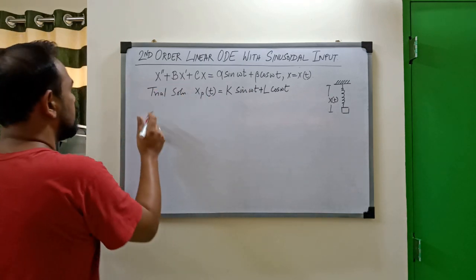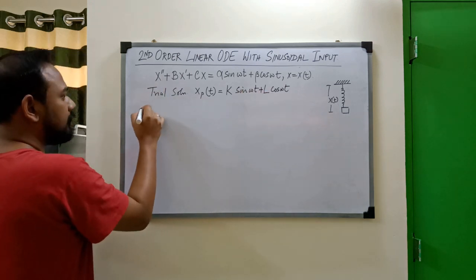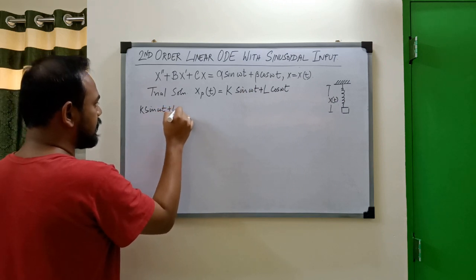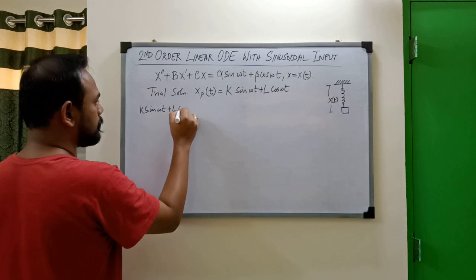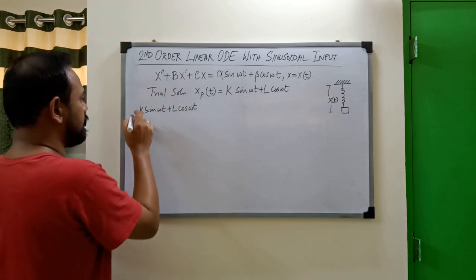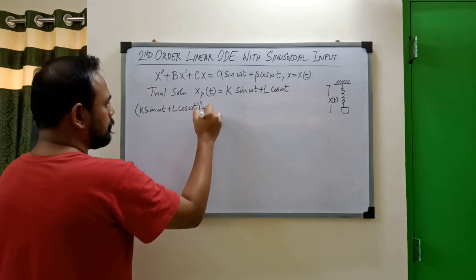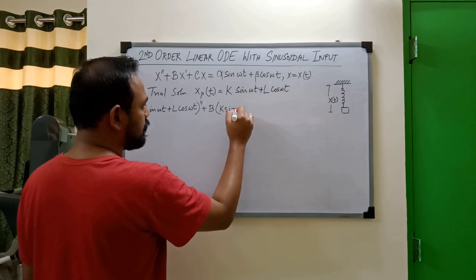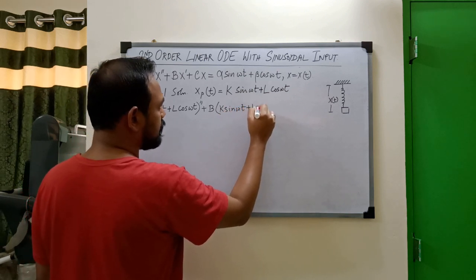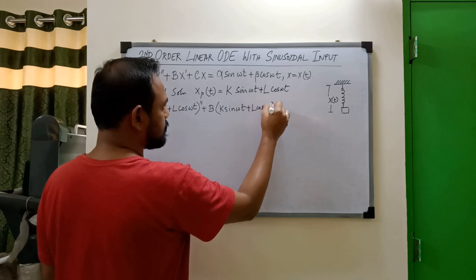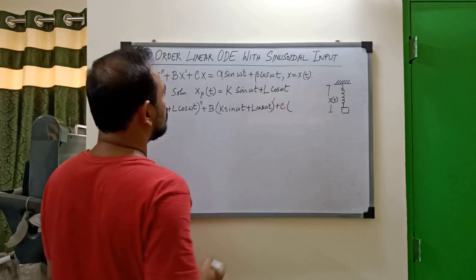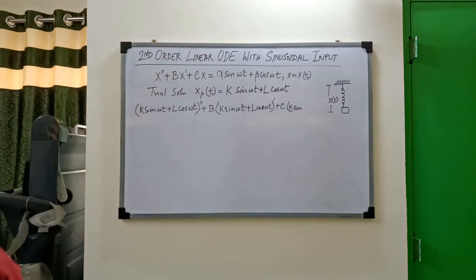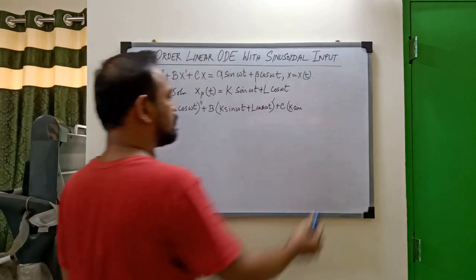Instead of x, we put this. So we have k sine omega t plus L cosine omega t. This we put in here, so we double differentiate, plus b times this again, but differentiated once only this time, plus c times k sine. I want to rub this out. We all know this model by now. We need some more space.